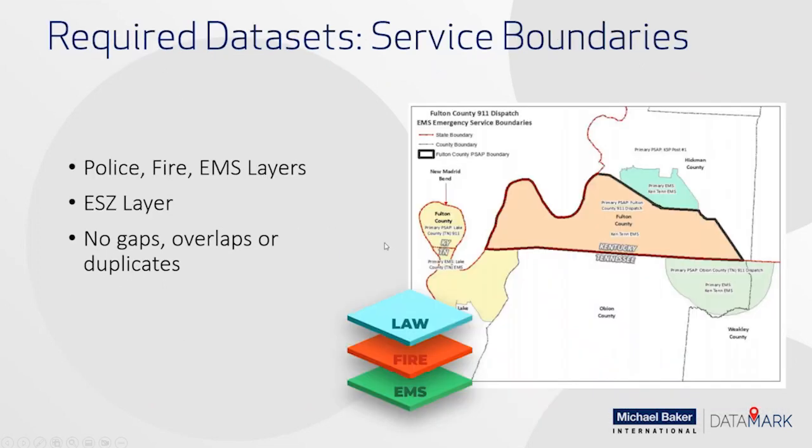So your individual service boundaries are your police, fire, and EMS or law, fire, and EMS. It really just depends on which standard you're looking at. But your ESBs basically define the service area for that particular boundary. You also, in the state of Oklahoma model, have to have an ESZ layer as well, because ESZ layers are still very relevant for your CAD systems. So you're going to have to maintain both. But again, you don't want to have gaps, overlaps, or duplicates.